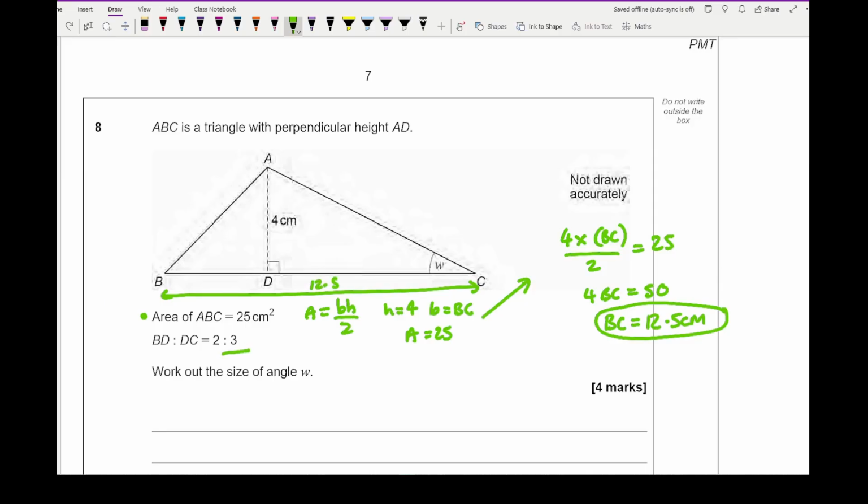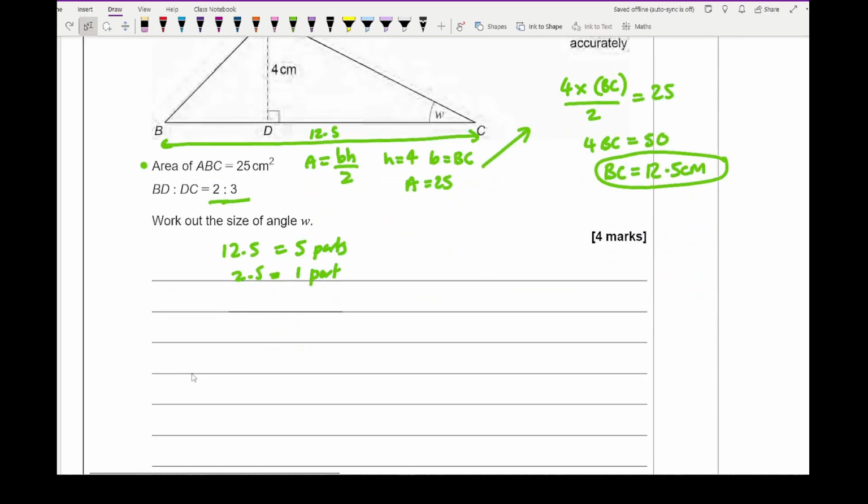Now using the ratio of 2 to 3, we do 12.5 equals 5 parts. So that means that 1 part is going to equal 2.5. So from this, we can then work out what BD is. So BD is 2 parts, which is going to equal 5 centimetres, and DC is 3 parts. So that's going to be 3 times 2.5, which is 7.5 centimetres.